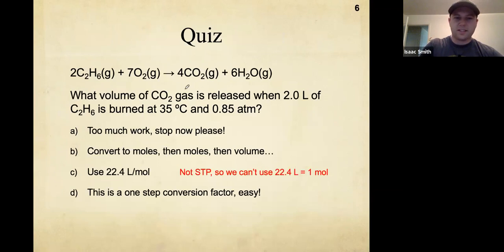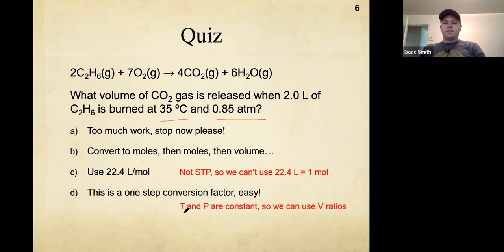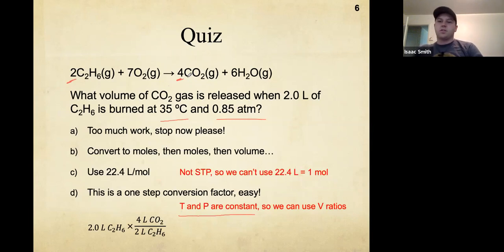The question is saying it's burned at this temperature and that pressure, and it's not really changing temperature and pressure, so we can assume that those are constant. Pressure and temperature are constant, so this is a one-step conversion. Instead of using the mole to mole ratio, we can use a volume to volume ratio, which is going to be equal to the mole to mole ratio. So 2 liters of ethane produce 4 liters of carbon dioxide, right? Or 2 moles produce 4 moles. If temperature and pressure are constant, you can use that.